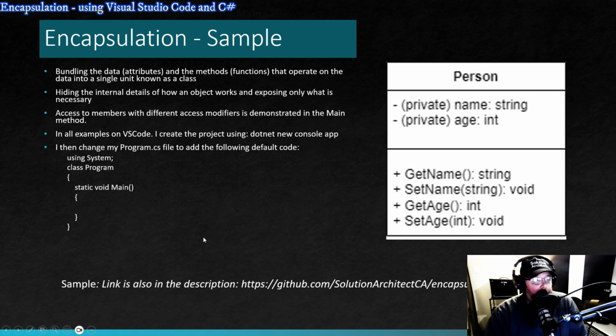So what we will do today is create a Person class, and the Person class will have a string name and an int age, which are private variables. Then the only way to set those variables is through methods: a GetName method, a SetName method, and the same for age, a GetAge and a SetAge. And this is how encapsulation is implemented in C#.